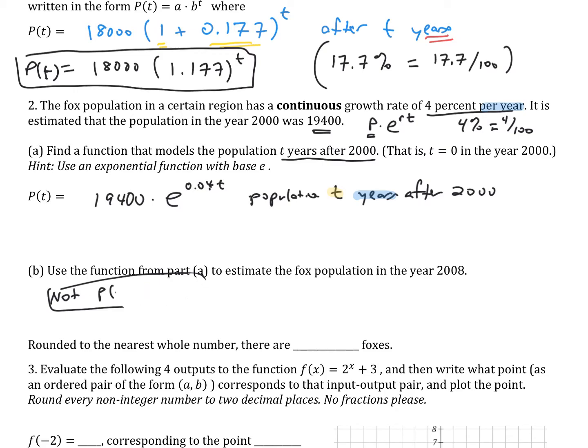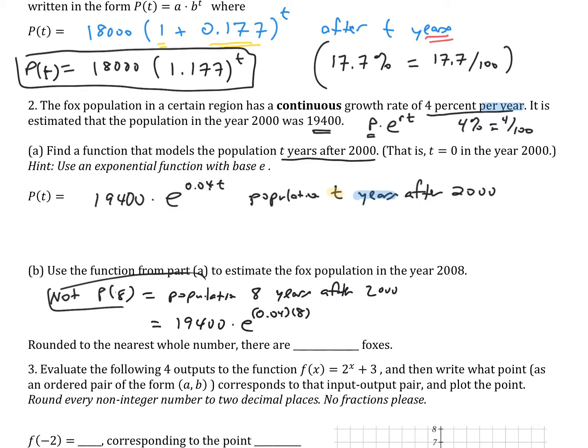So if I just read what I wrote, then I can say P, oops, I'm in trouble with my colors today, hang on. All right, P of 8 should be population, right? I'm just writing down what I wrote before, but P of 8 should be the population 8 years after the year 2000. And that is what we want. We want the population 8 years later. So P of 8 should be what we're evaluating. And so that'll be 19,400 times e to the 0.04 times 8.